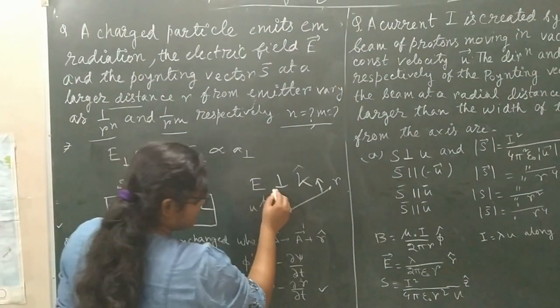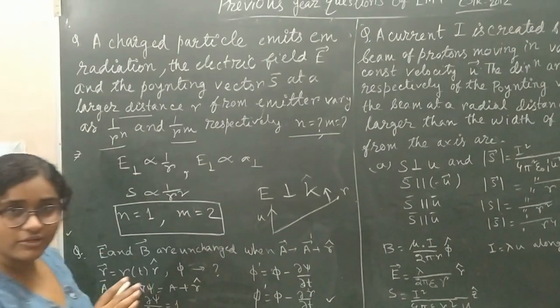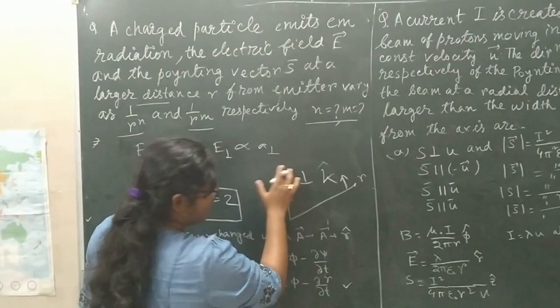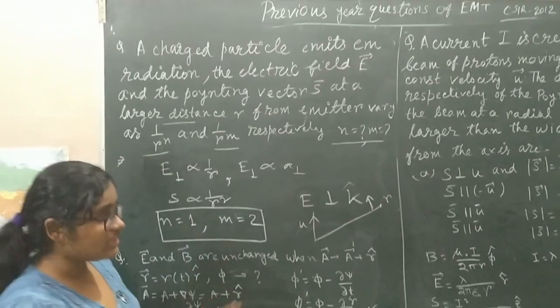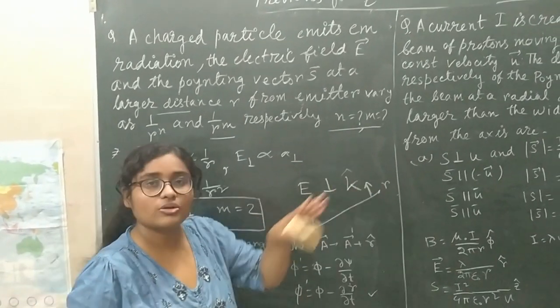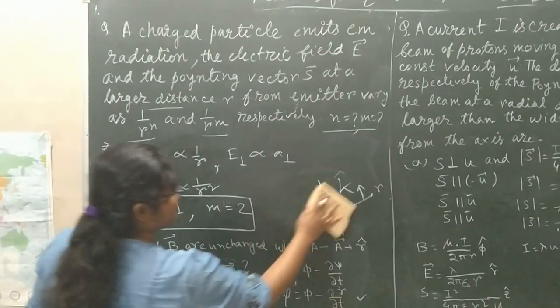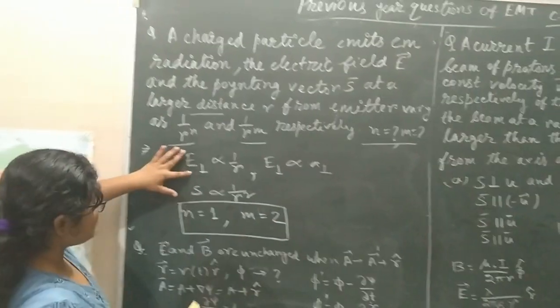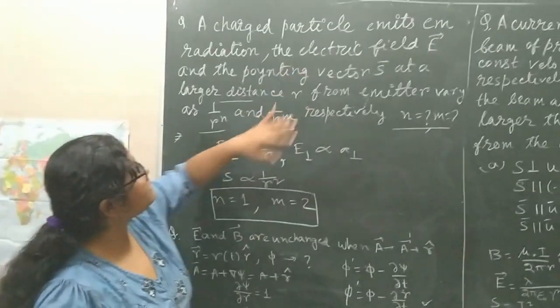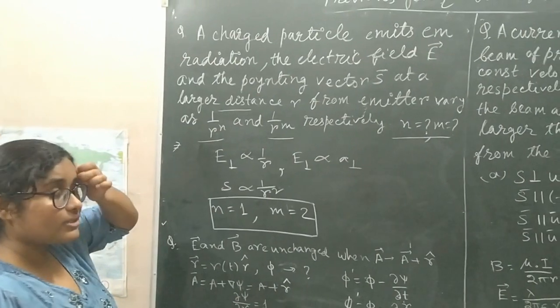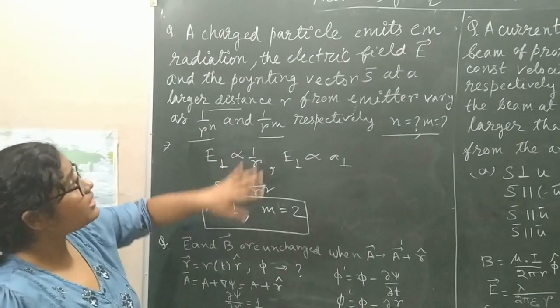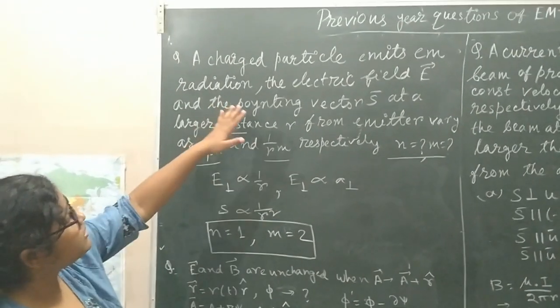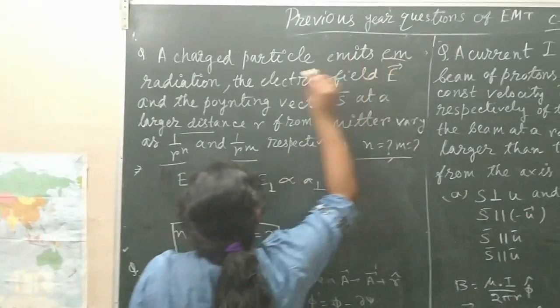So the electric field component responsible for the electromagnetic wave will be the perpendicular electric field component, that is perpendicular to the direction of propagation of the electromagnetic wave. That's why I have written it as E perpendicular. This E perpendicular is proposed for the accelerating charged particle or for the electromagnetic radiation.